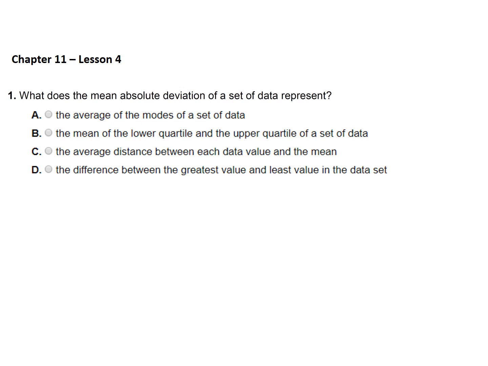Question 1. What does the mean absolute deviation of a set of data represent? A, the average of the modes of the set of data? No. B, the mean of the lower quartile and the upper quartile of the set of data? No. C, the average distance between each data value and the mean? Yes. D, the difference between the greatest value and the least value in the data set? No.